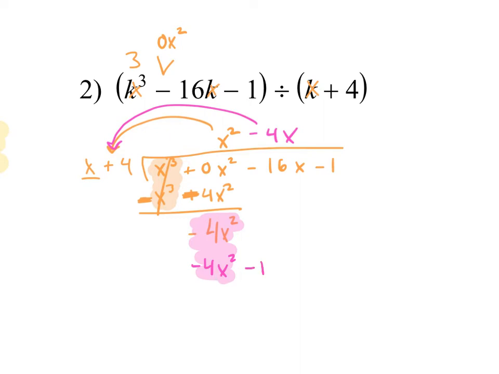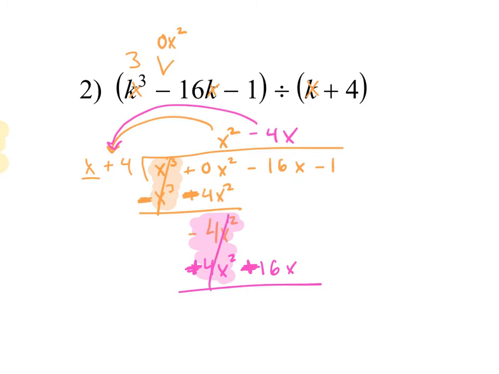Negative 16, negative 16x. What should we do next? Do you change the sign? Change the sign, so this becomes a plus, and this becomes a plus. And then we add them together. So what happens to the 4x squareds? They eliminate. They cancel out.